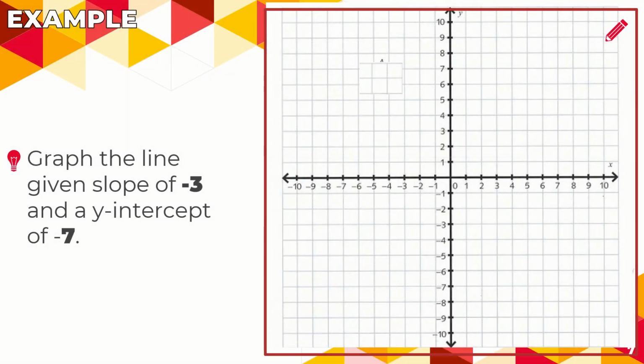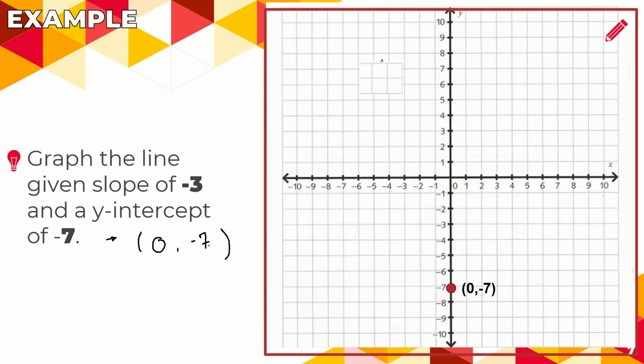This time, we are asked to graph the line given a slope of -3 and a y-intercept of -7. First thing to do is to rewrite the y-intercept as a coordinate or ordered pair. And we all know if we're asked to write a y-intercept as an ordered pair, we always set x to 0. Then the value of y will be the given y-intercept. So if we have (0, -7), we're going to plot (0, -7) on the negative side of our y-axis.